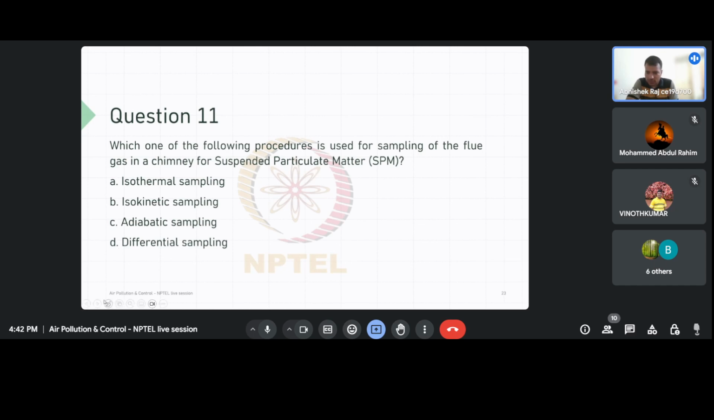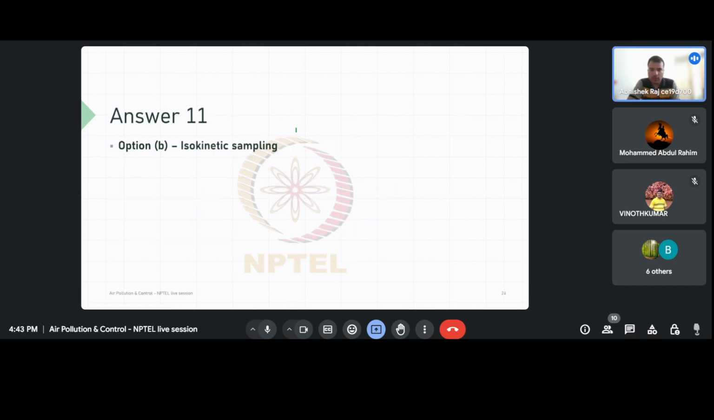So yeah, we discussed this just in one of the questions before this. Isokinetic sampling is used for suspended particulate matter, particularly for chimneys, stack monitoring. That is option B. Here the kinetic energy of the particles in the stack will be equal to the kinetic energy of the particles in the nozzle. So KE will be maintained constant. That's why it is called isokinetic. This is used for stack emission monitoring, that is, flue gas in chimneys. So the right answer is isokinetic sampling.